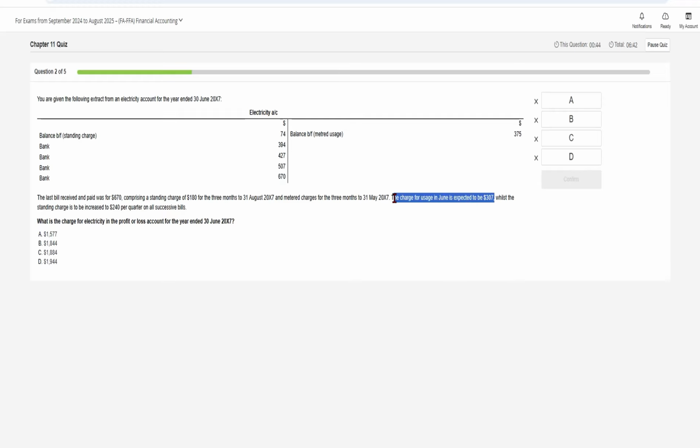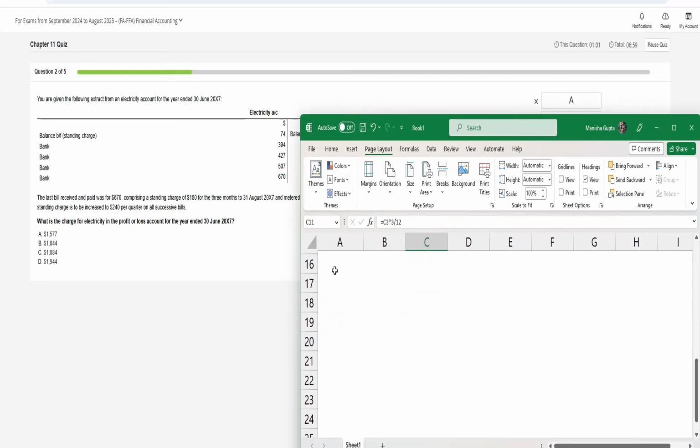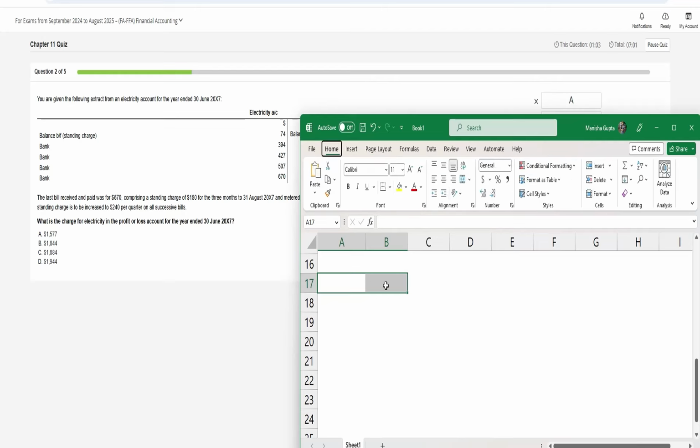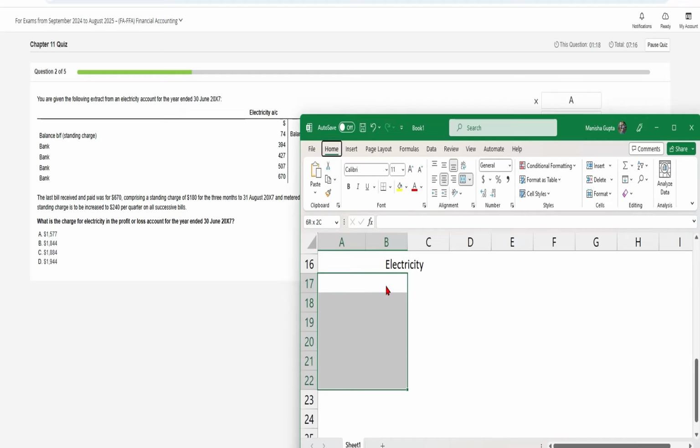I will come to this sentence in a while. The standing charge is to be increased to 240 per quarter on all successive bills. So what is the charge for electricity in the profit or loss account for the year ended 30 June 20x7? It's a very good question. So let me solve it in Excel. This one is our electricity account, and let me write the heading electricity, and this one is the debit side.